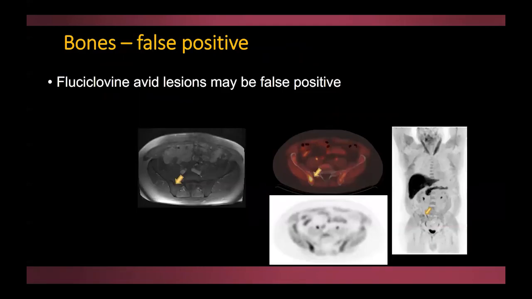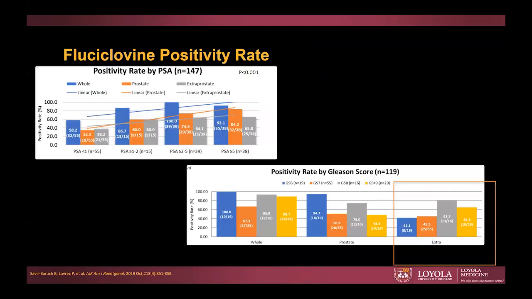So for fluciclovine and also for PSMA, some false positives are being shown, such as this example. The MRI was negative on the left side. We do see those presentations in the iliac crest and the acetabulum. We do see that also on PSMA images in the ribs. So it's very important to understand the complete clinical picture before you call lesions within the bones.